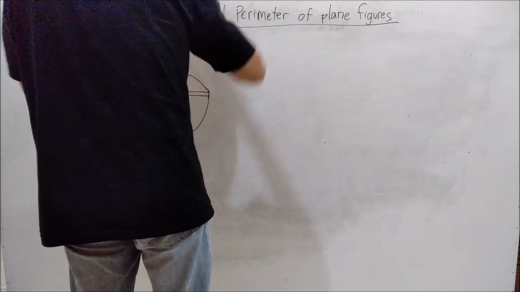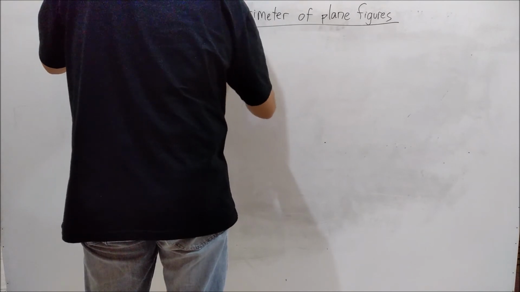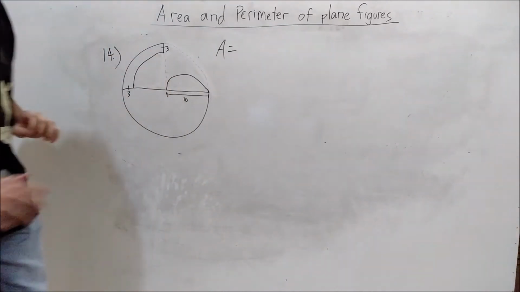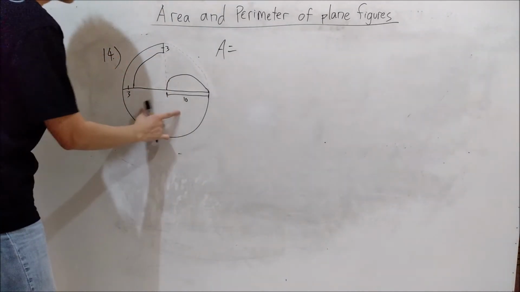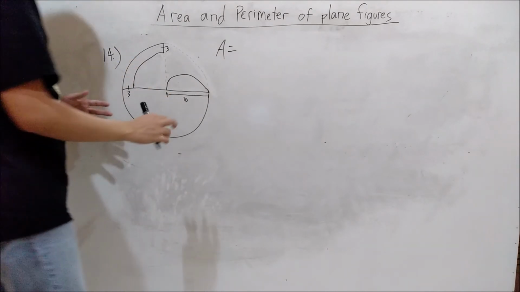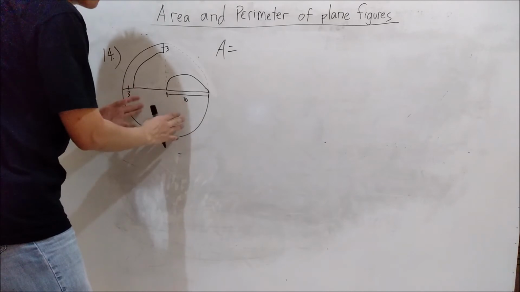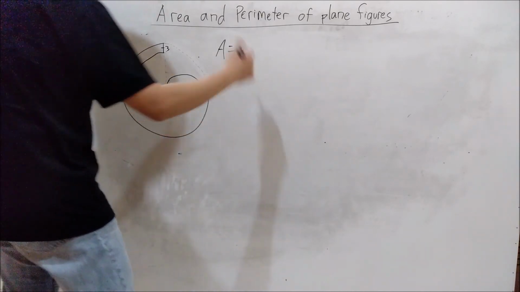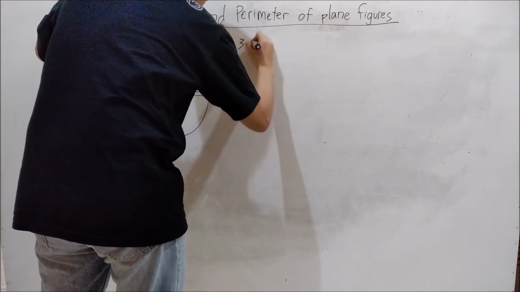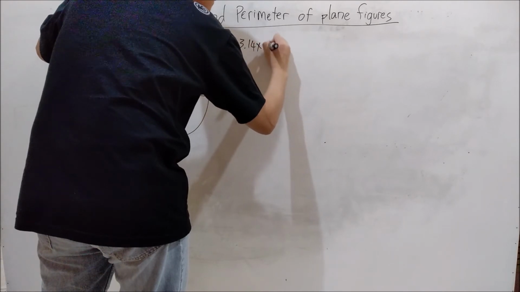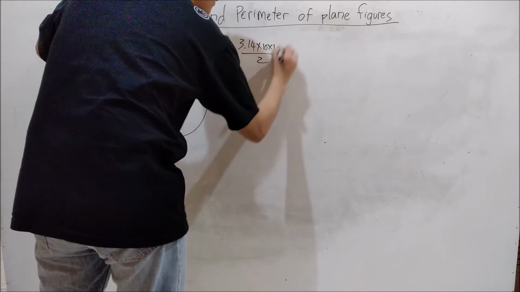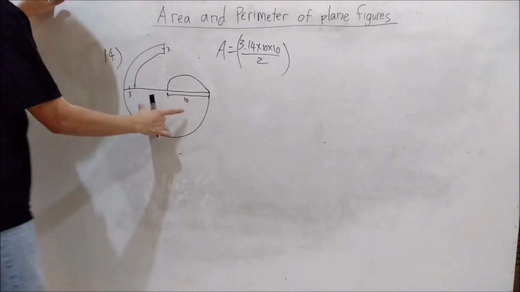So for the area, it will be quite tricky. The first thing that you have to find is the area of this big circle, right? So we will use the area of the big semicircle, radius of 10. So 3.14 times 10 times 10 divided by 2. That will be the big one.